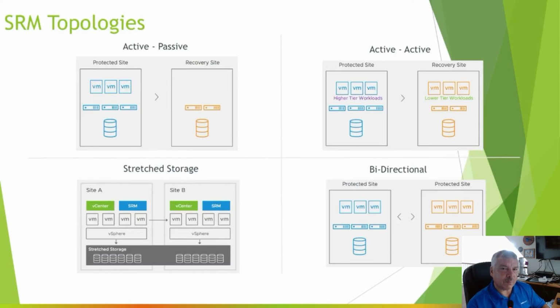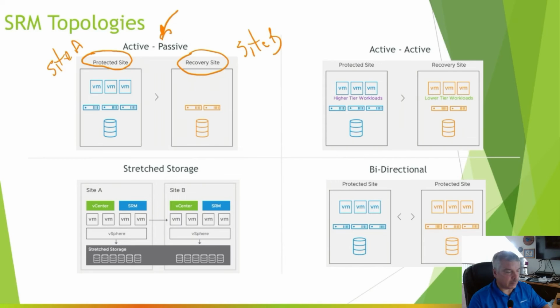So what are some supported topologies? The first one here is active-passive. Here's what they call their protected site, and then you've got your recovery site. Let's say this is site A on the left, site B on the right. That means all my workloads run on site A. There's nothing running on site B.